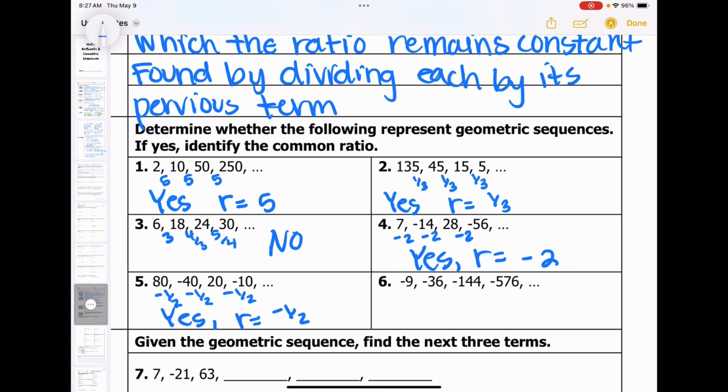All right, last one, number 6, which is negative 9, negative 36, negative 144, and negative 576. So when I divide those numbers by each other, I get 4 each time. So yes, this is a geometric sequence, and my ratio is going to be 4.